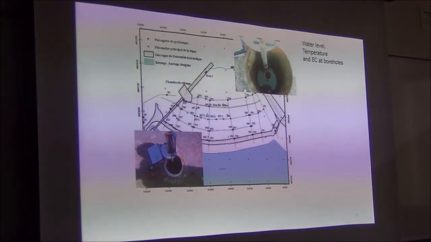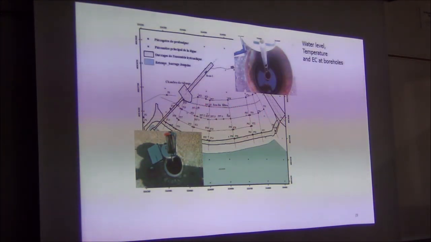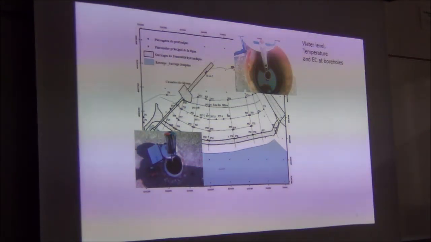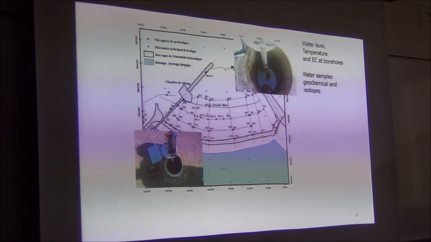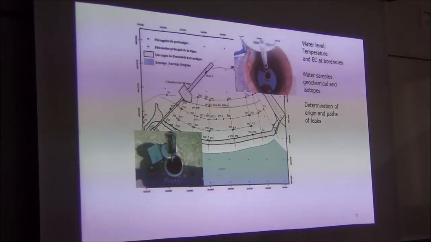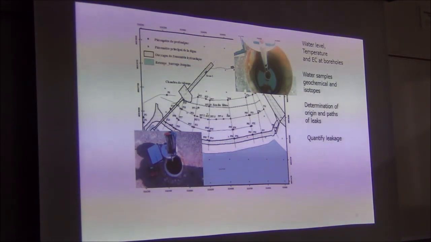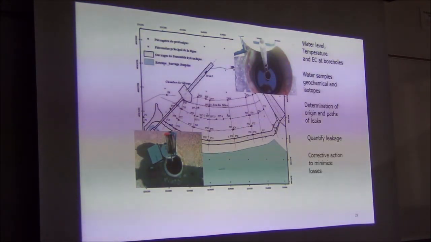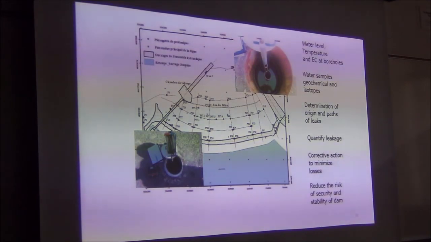The water level, the temperature and the electroconductivity were measured in the 60 piezometers located downstream for the control of the leakage, but also for the control of the gradient line of water in the dike. Water samples were also taken for geochemical and isotope measurement for the determination of the origin and the pathway of the leak. Also, two chemical tracers, rhodamine and fluorescein, were used for the estimation of the leakage in this dam, to take corrective action, to minimize losses and to reduce the risk to the stability of the dam.